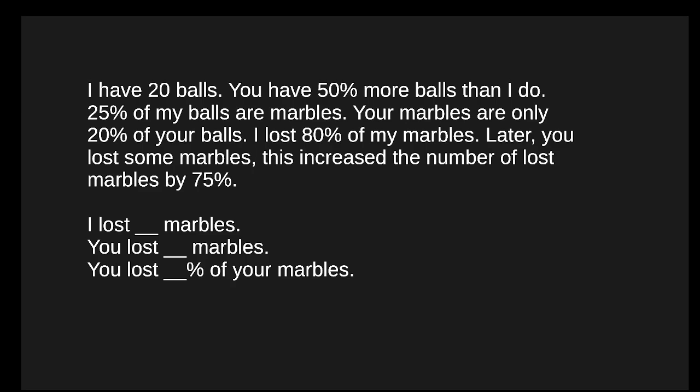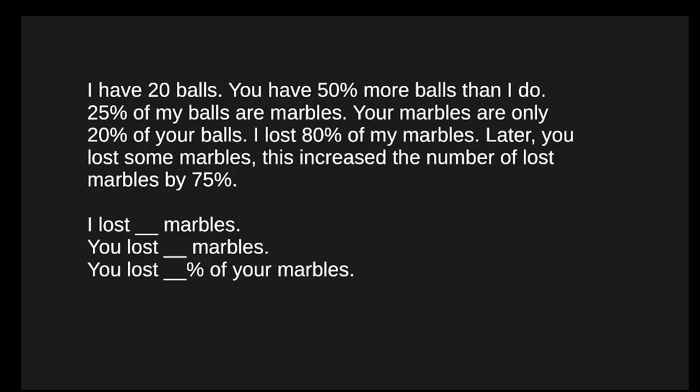Well, 25% of my balls are marbles. Well, that compares my total number of balls to my total number of marbles. So that can help. And at the start, I have 20 balls. Together, that's enough information. Now let's do some calculations. So 20 balls and 25% of my balls are marbles. So it's 25% times 20. That's 25 divided by 100, then times 20. If we simplify that, it's 5. So I had 5 marbles total.